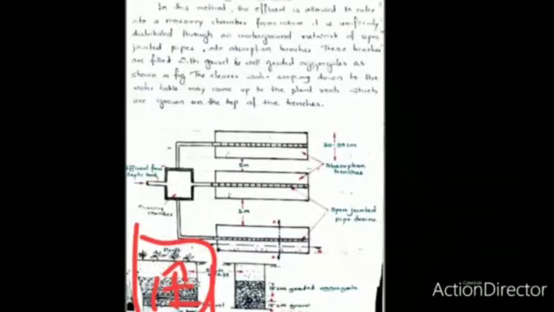Here you can see gravel and aggregate. These trenches are filled with gravel and well graded aggregate as shown in the figure. The clearer water seeping down to the water table may come up to the plant roots which are grown on the top of the trenches.